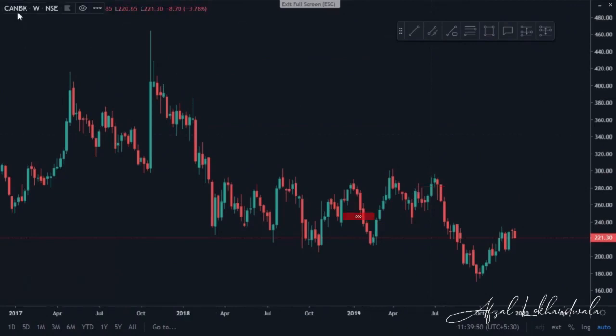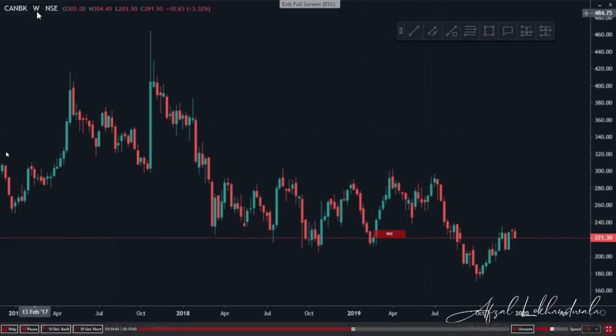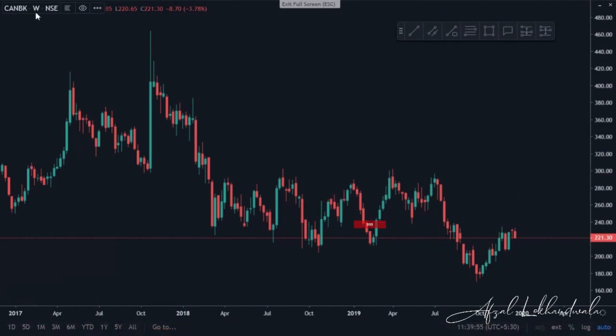On the top left, you will see the name of the company. Next, you will see the symbol which represents the time frame which you are seeing. W stands for the weekly time frame. What it means is that each candle here represents 1 week.